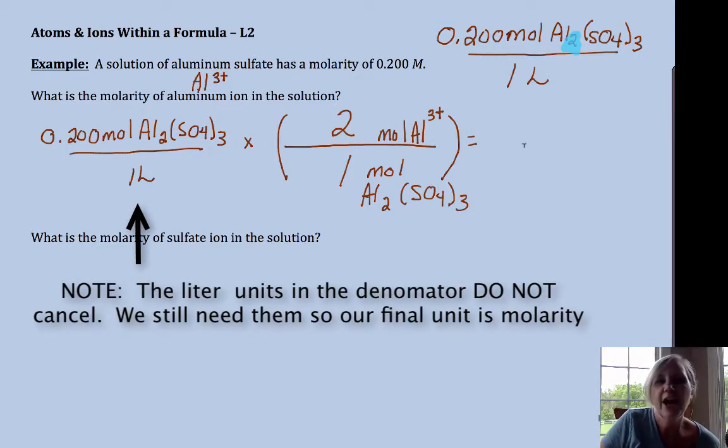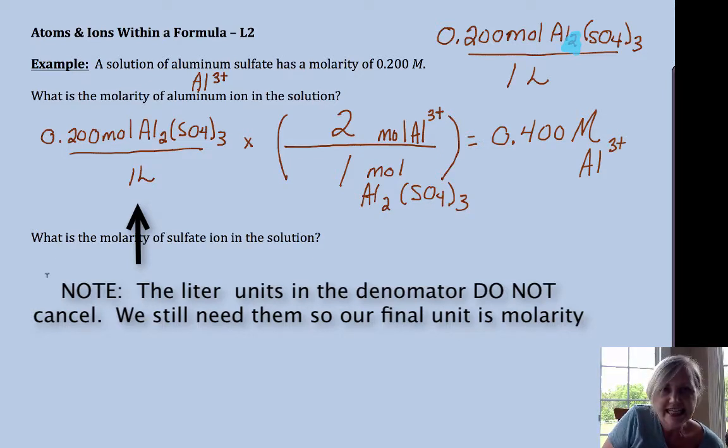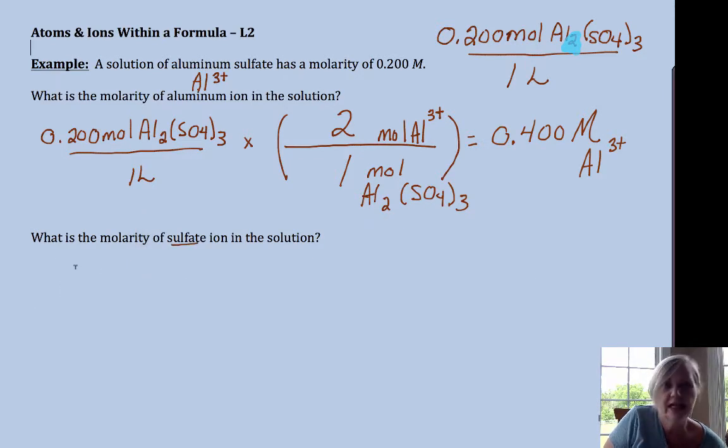Okay, so this tells me that my molarity, or moles per liter, of aluminum ion would be 0.400 M aluminum ion. And if we wanted the sulfate ion, if that was the information we needed, we could separate that ion out. And I can show you another way if you want to think of it this way that might help.